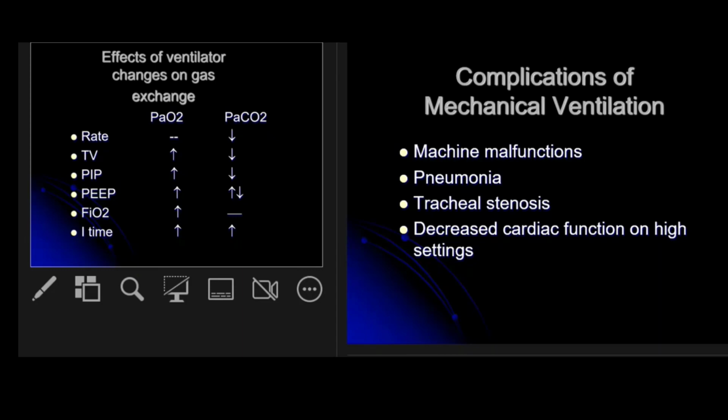Let's say our PIP is at 20 and our PEEP is at 5. Okay? So it's going to be 1 times 20, which is 20, plus 3 times 5, which is 15, divided by 1 plus 3, or 4. So 35 divided by 4 is going to be about 8.75. I hope. Okay, now what happens if I change any of these things?